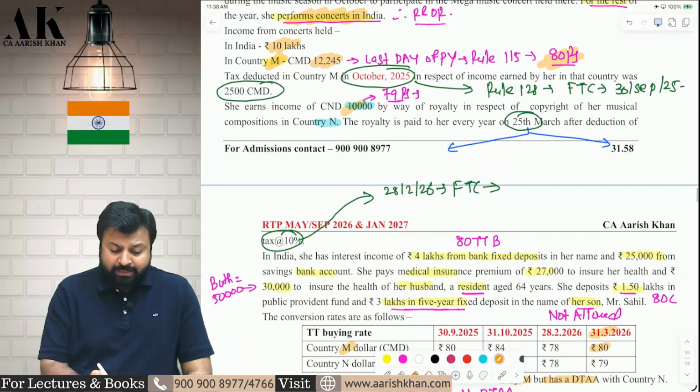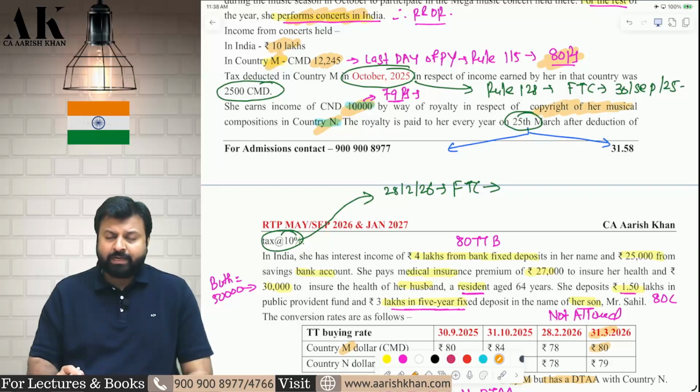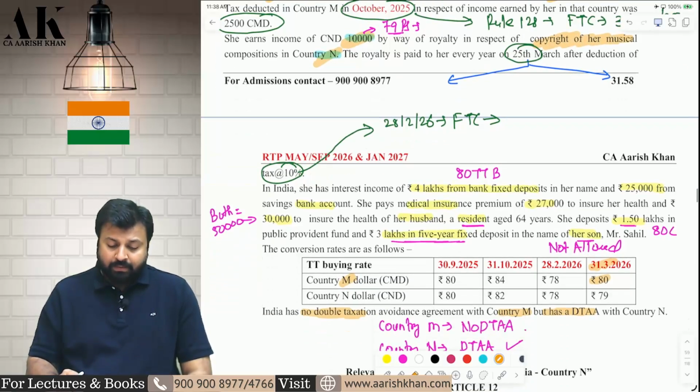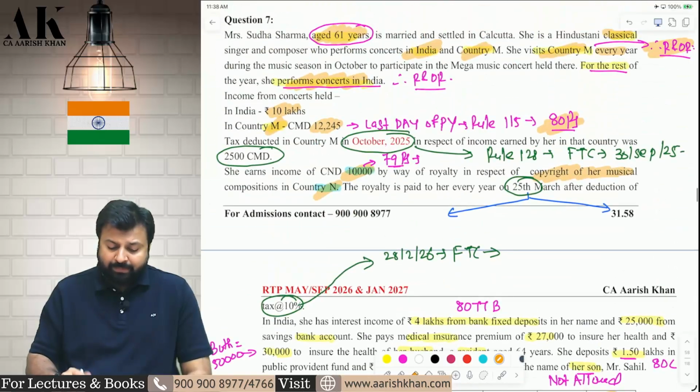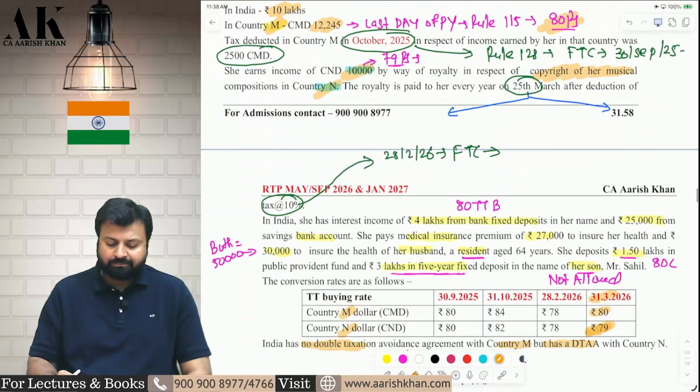Then she also earns 10,000 rupees from country N, which is with respect to, again, copyright. So this will also be converted as per TTBR on the last day of the financial year of country N. For country N, the last day TTBR is 79. You will multiply this by 79 and you will take it in India.